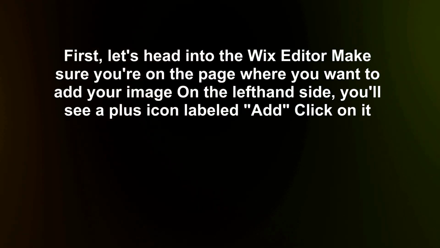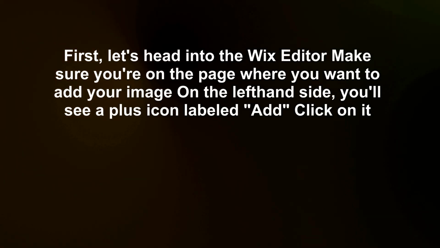On the left-hand side, you'll see a plus icon labeled Add. Click on it. This opens up a whole menu of elements you can add to your site. Find and click on Image. This will reveal different options for where you'll get your image from.